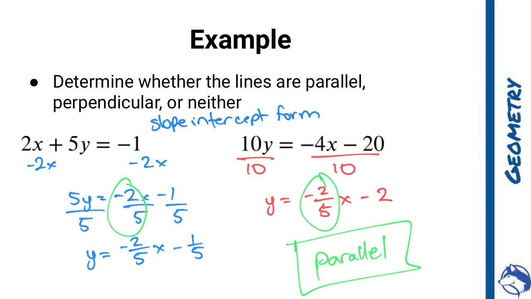Remember, if they have the same slope, they're parallel. If they have different slopes, then they could either be neither or perpendicular. Perpendicular is the opposite reciprocal slope.